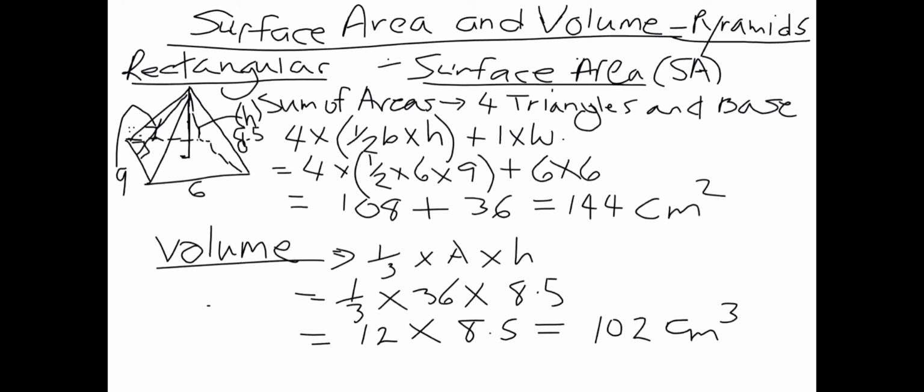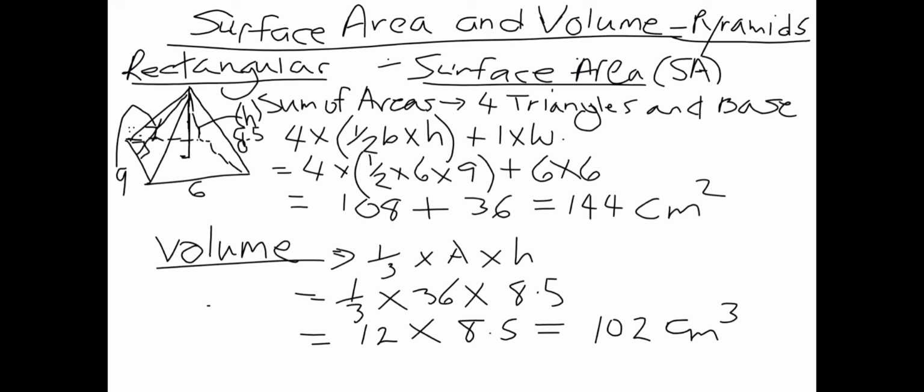So now we're going to look at the surface area and volume for pyramids. In terms of the rectangular pyramid, we have to first calculate the surface area of all the triangles. This rectangular pyramid has a base with 4 equal sides, so we don't need to worry about the length times the width. The length and the width are going to be the same.